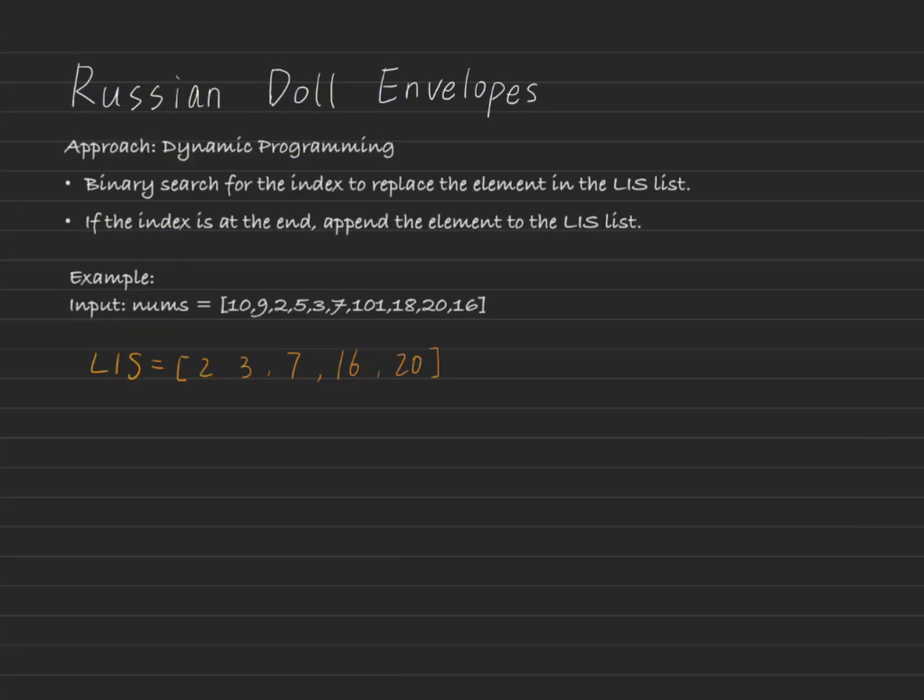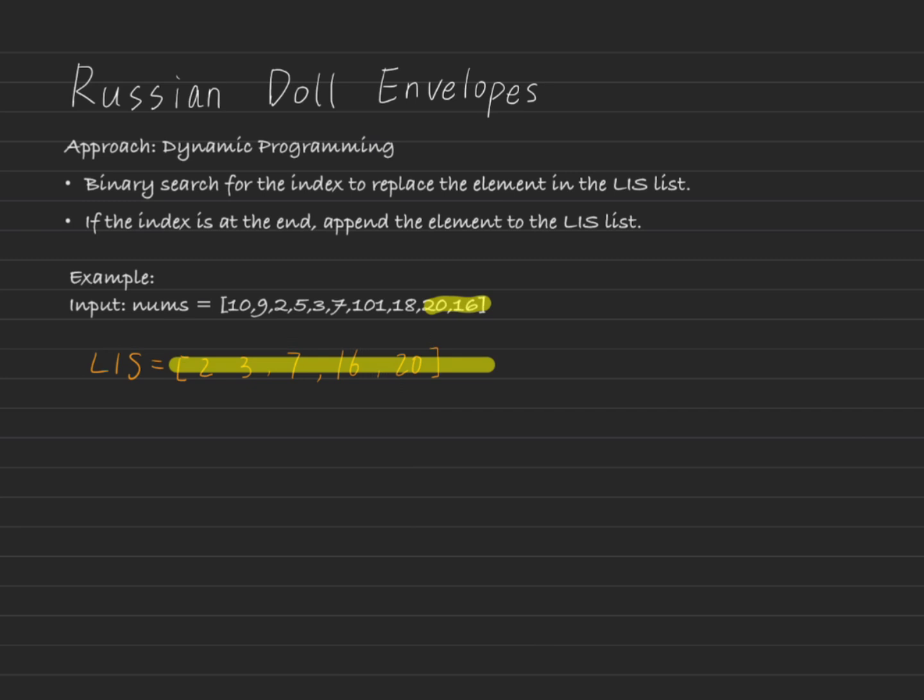The approach we're using here is dynamic programming. We would first binary search for the index to replace the element in the longest increasing subsequence list. If the index is already at the end, we append this element. Using the same example, but I added 2 more elements at the end, the resulting longest increasing subsequence is 2, 3, 7, 16, and 20, with a length of 5.